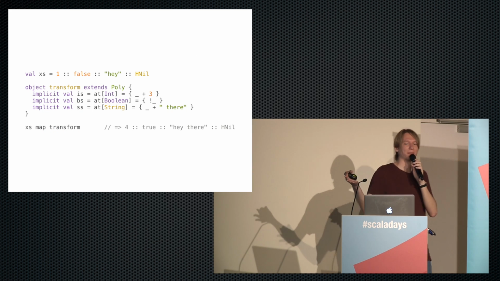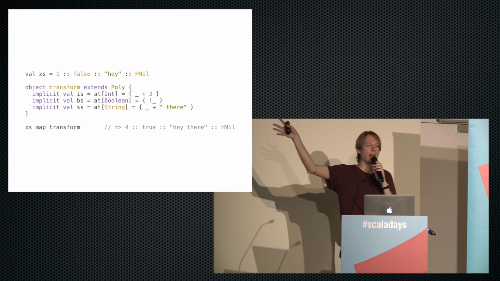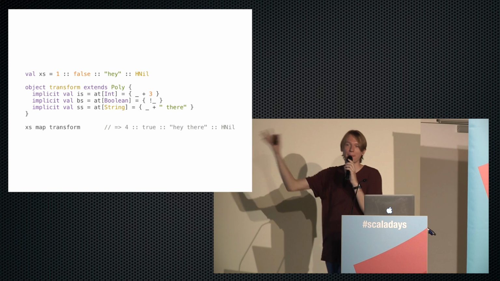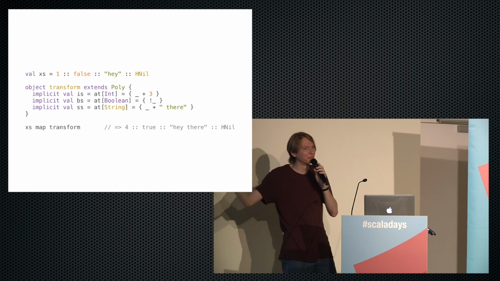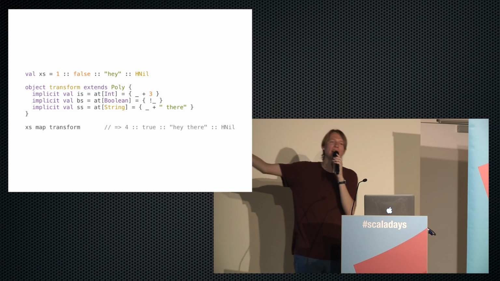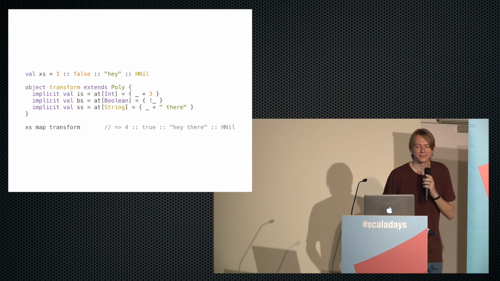Map now works. We can define an HList that has an int, a boolean, and a string, define a polymorphic function that transforms each of those cases, and lo and behold, we can map over it. That is really cool. And this is all we needed to do, right? See? No magic. No magic at all. A lot of strange tricks, but no magic.